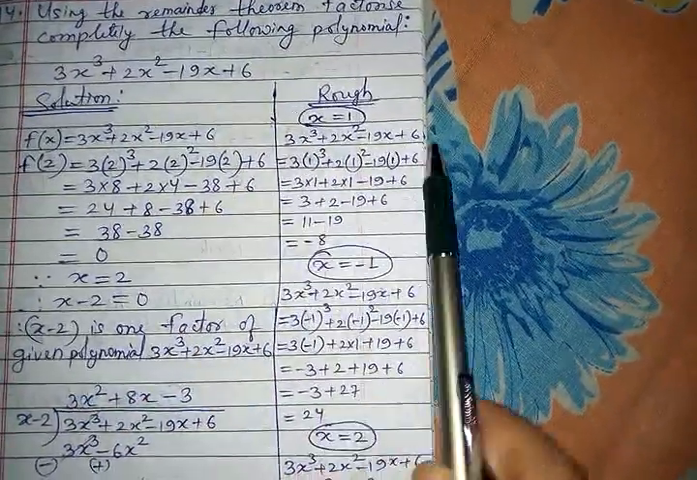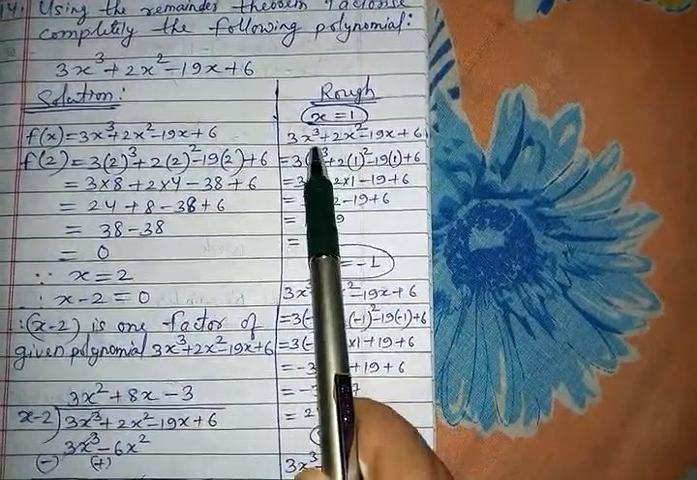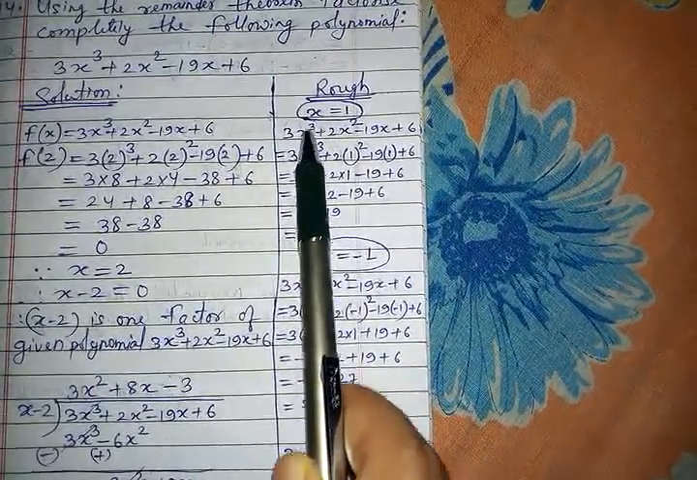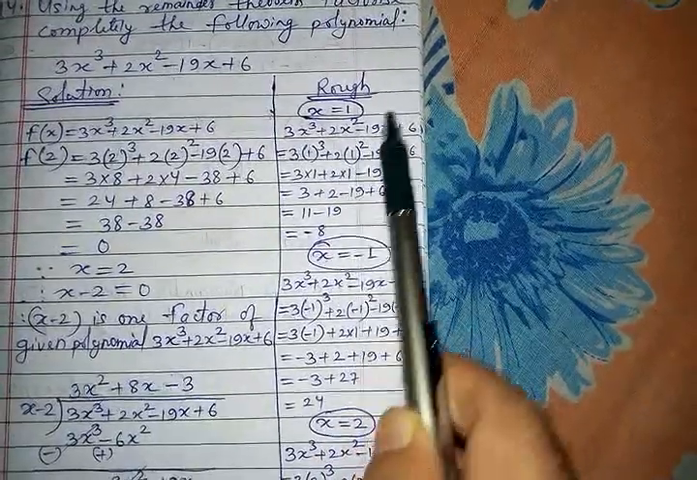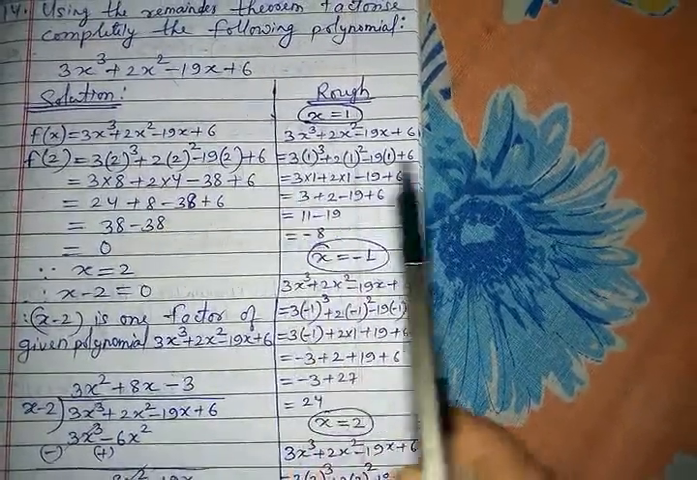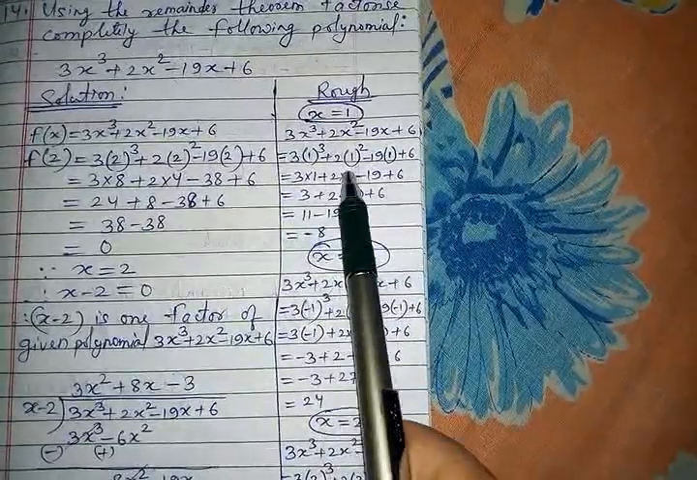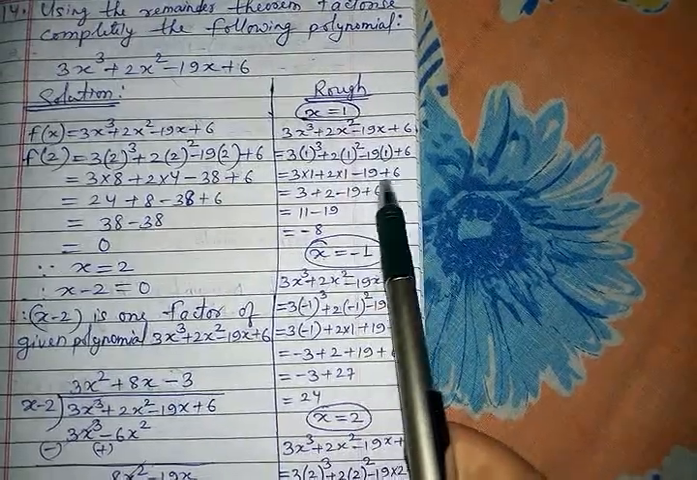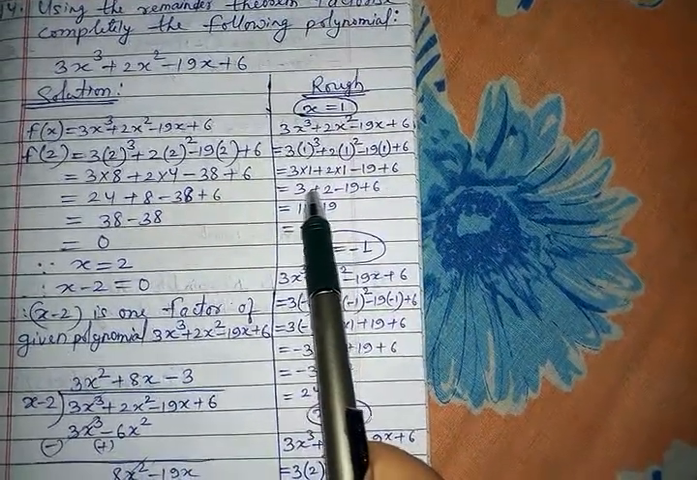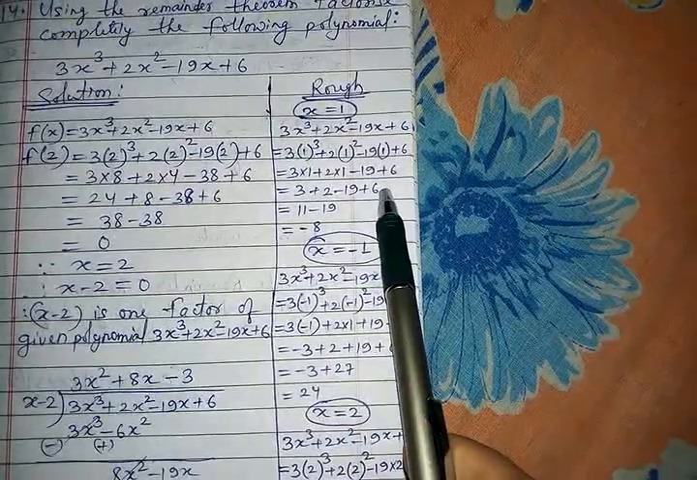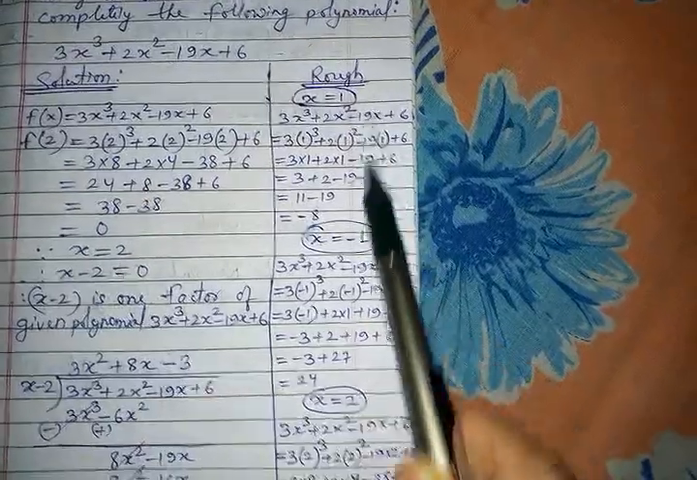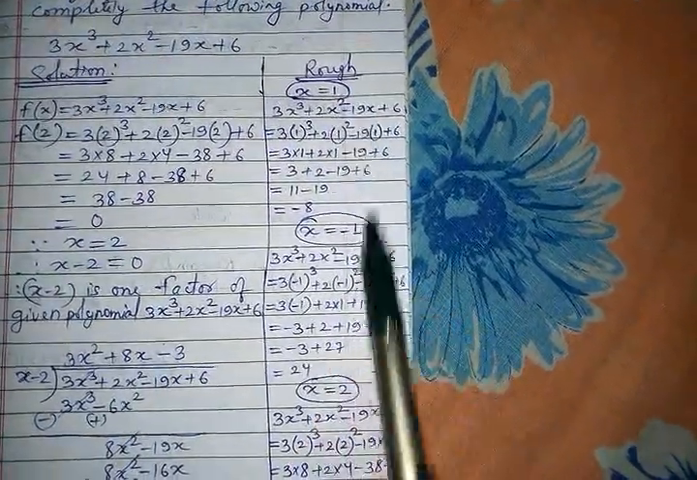Here you can see I have done the same thing. The same expression I wrote here, and I began from x equal to 1. All the places of x are being occupied by 1. X cube means 1 cube, x square, 1 square, 19x, 19 into 1. So 1 cube is 1, 3 ones are 3, 1 square is 1, 2 ones are 2, 19 ones are -19, and plus 6. And all the plus numbers I added: 3 plus 2, 5 plus 6, 11. 11 minus 19 is -8. 0 did not come.